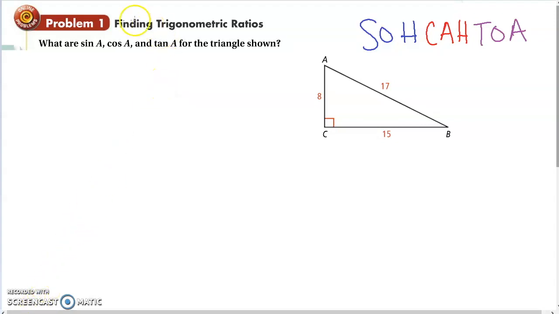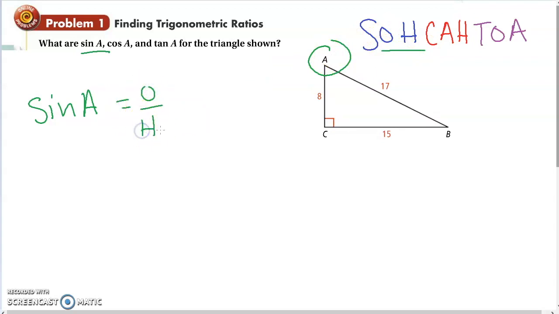All right. So let's look at problem 1. They're asking, what is the value of sine A? First off, I'm going to write sine A, and the next thing I'm going to do is circle angle A. We always want to have a reference to what angle we're trying to find, because the sine for A could be different than B. So sine A, I circled A. Now sine is opposite over the hypotenuse.